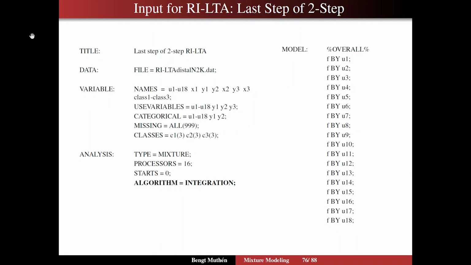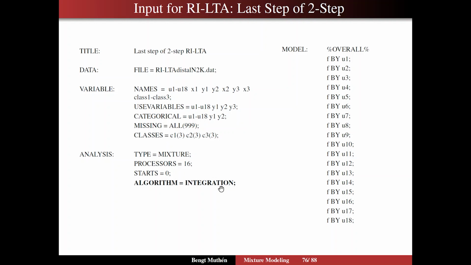Turning to slide 76, we look at the last step of two-step, where again we start from the original data. And the use variable list is then including not only the distal outcomes but also the indicators, the 18 indicators, because we fix the measurement parameters of those indicators.